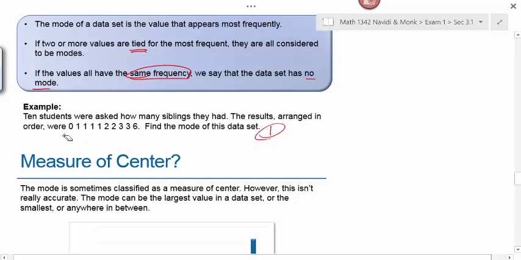When your data are arranged in order from smallest to largest like this, it makes it easier to spot what the mode is. On your test and on your homework, watch. Some of them may have bimodal data where we have the same number of things. If I would have just had 1 1 and then I had 2 2s and 2 3s, then 2 and 3 would both be considered a mode.